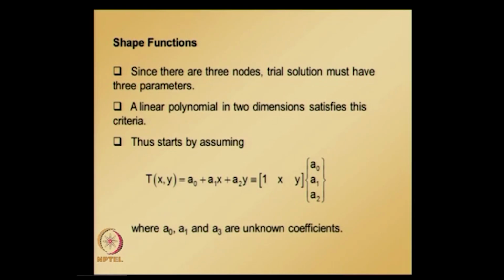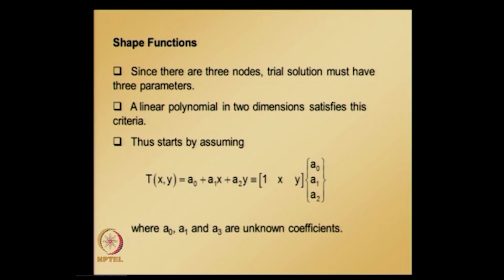where a naught, a1, a2 are unknown coefficients, and the procedure that we are adopting here is similar to what we did for the one dimensional 2 node element or 3 node element. For a 2 node line element, we started out with u is equal to a naught plus a1 x, and then we obtained 2 equations to solve for a naught, a1 by substituting x is equal to x1, u is equal to u1, and at x is equal to x2, u is equal to u2. By substituting these, we obtain 2 equations.